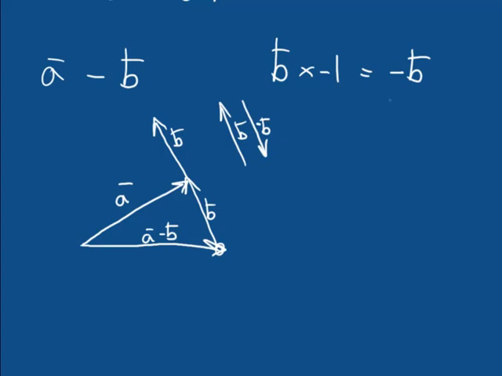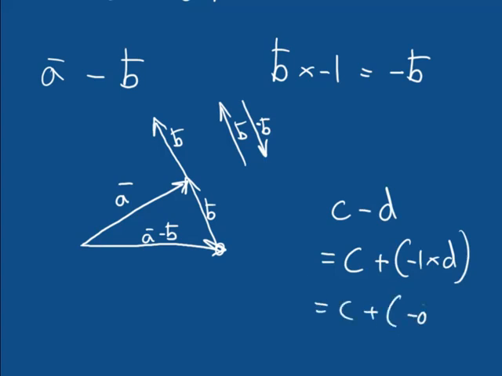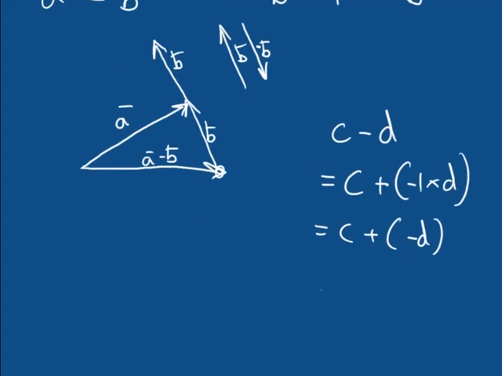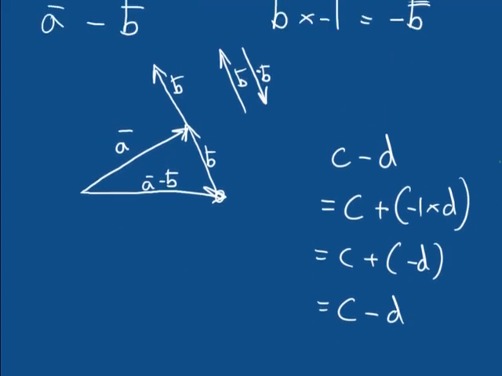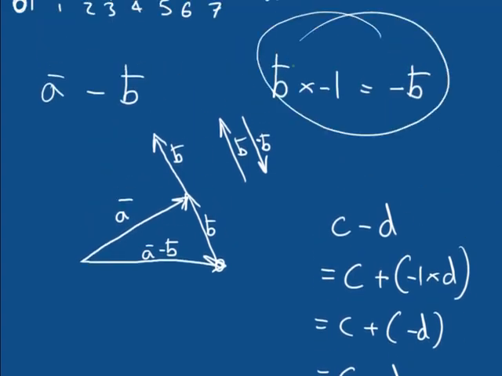Now, when we're writing numbers, we could say if we had a number c minus d, we know that we could write this as c plus -1 times d, because if we have that, c plus -1 times d gives us minus d, and if we're adding a negative number, it's the same as subtracting the number, so we have c minus d. So we can see that in terms of numbers, the same is actually true with our vectors.